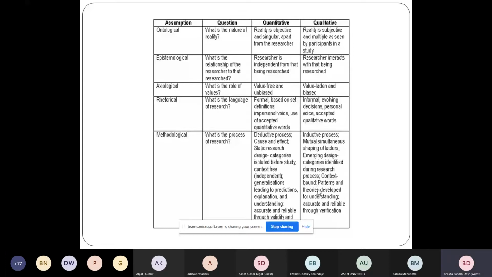Then the epistemological: what is the relationship of the researcher to the researched? That means what other research scientists have talked about, and how they have analyzed that particular theoretical base. That is basically the question. In the quantitative case, the researcher is independent of what is being researched. That means you establish something unique. How do you establish it as unique?